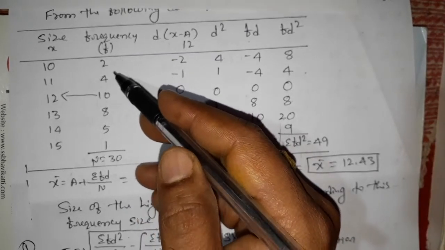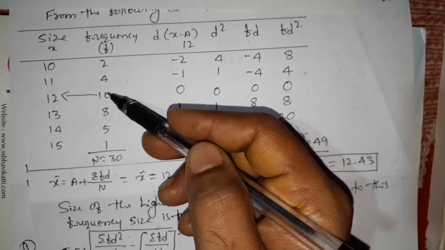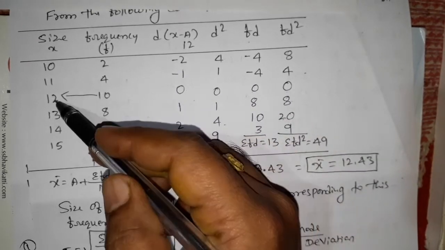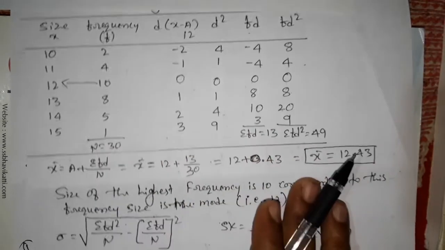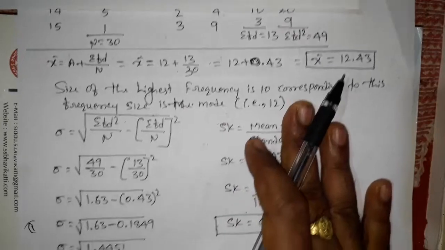In the individual series, the highest repeated value is the mode. In the discrete series, the value corresponding to the highest frequency is called the mode. We got that mode. Then we will go for finding the standard deviation.